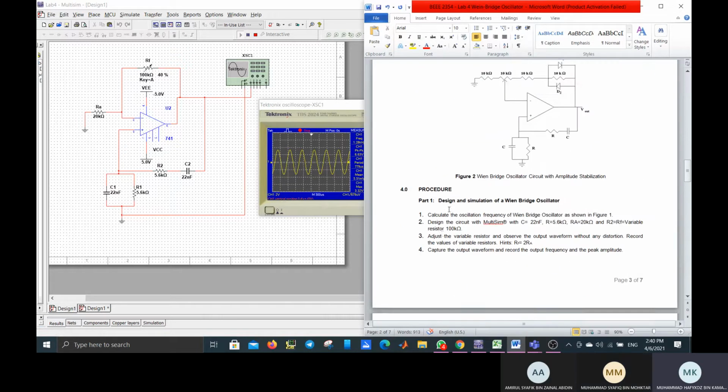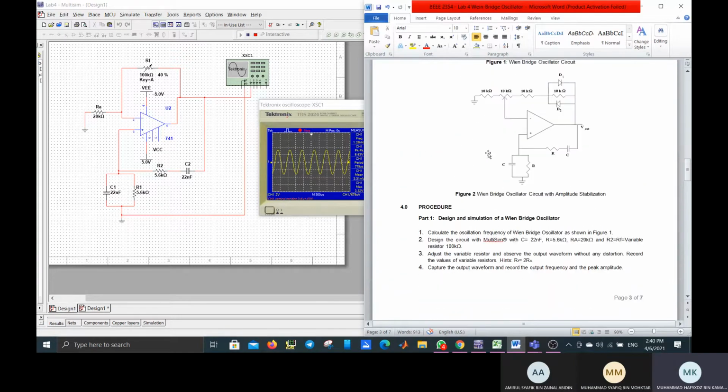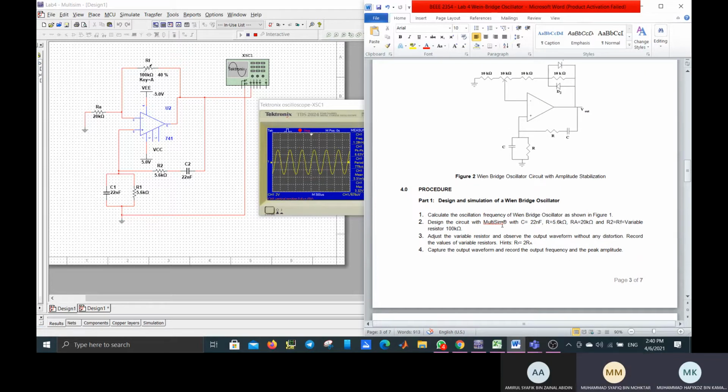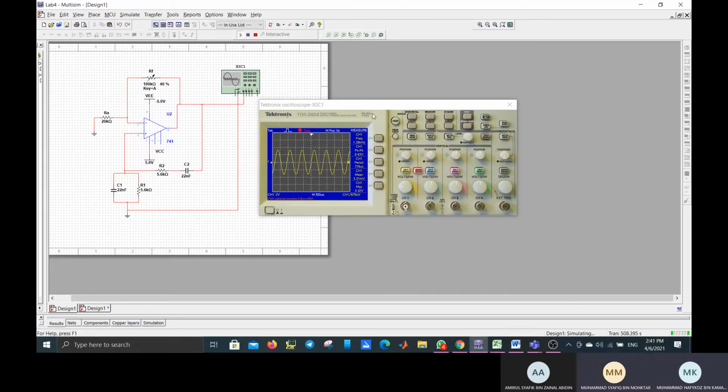The first procedure is to calculate the oscillation frequency of the Wein-Bridge oscillator as shown in figure 1. And then the second is to design the circuit with Multisim with capacitor 22 nanofarad, resistor 5.6 kilo ohm, RA 20 kilo ohm, and R2 equal to RF variable resistors 100k. As you can see, I already built the circuit.